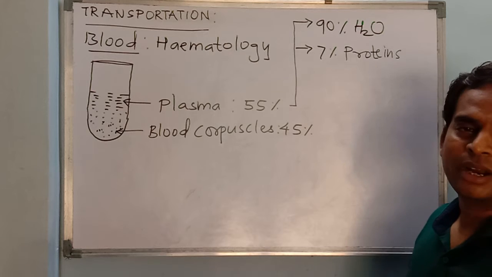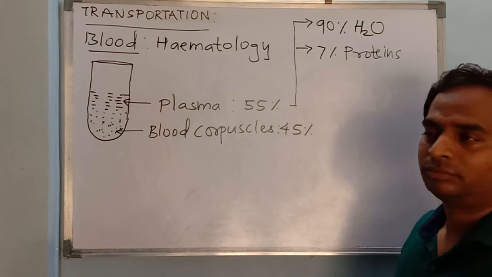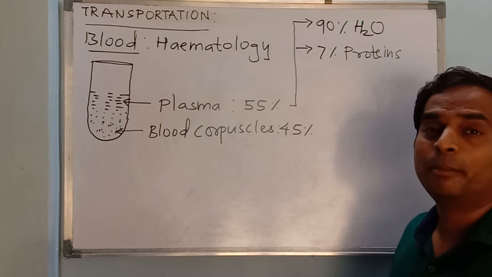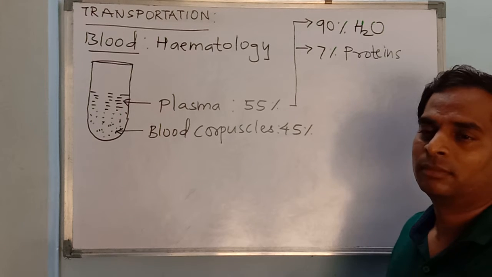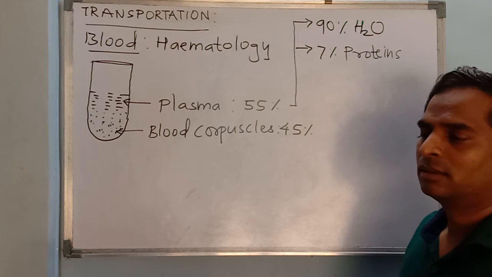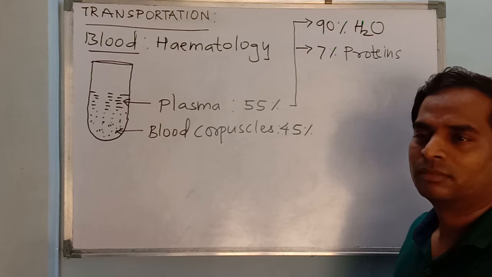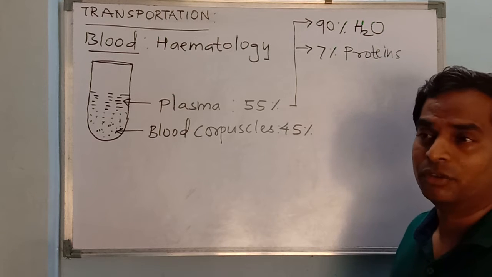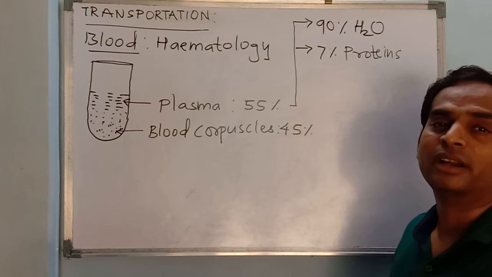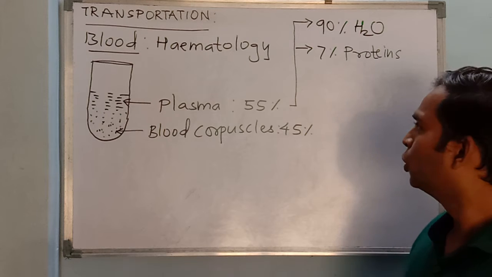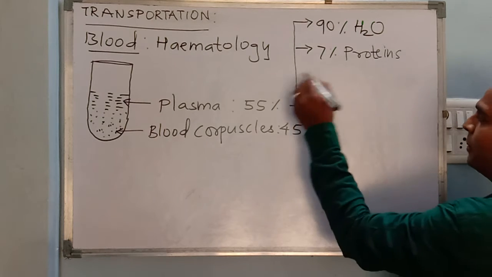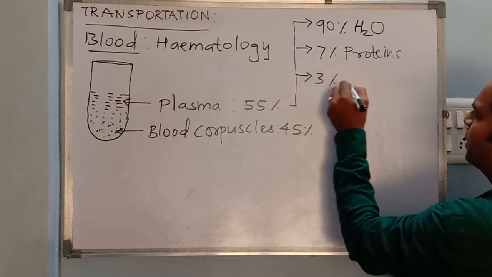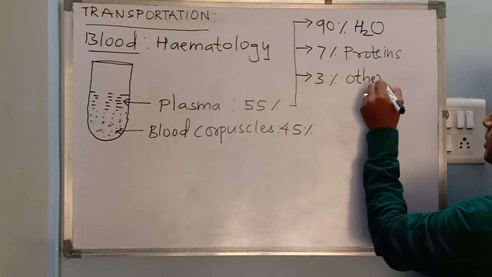when blood comes in contact with air, it clots. This clotting is because of one protein called fibrinogen. Similarly, there is albumin, then globulins. Globulins are nothing but antibodies, which are very important for fighting against diseases. So the proteins are 7% of the total plasma, and the remaining 3% are other substances.